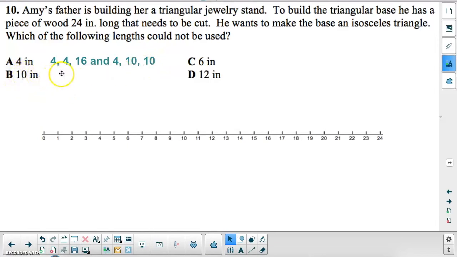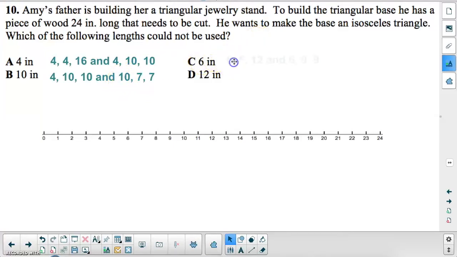What about 10? Well, we've already covered one of those scenarios with the 4, 10, and 10, which we know is possible. And the other possibility is 10, 7, and 7. Those three would add up to 24. And 7 plus 7 is 14, which is bigger than 10.